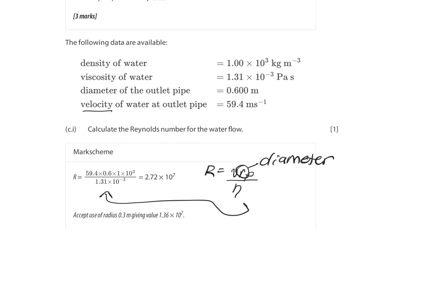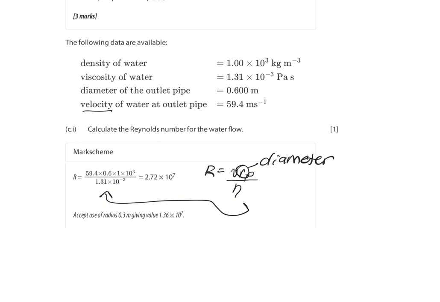So I was about to say, hey, wait a minute. The radius is not 0.6 meters. The diameter is 0.6 meters. Right, the diameter is 0.6 meters. R in that expression is diameter, not radius.